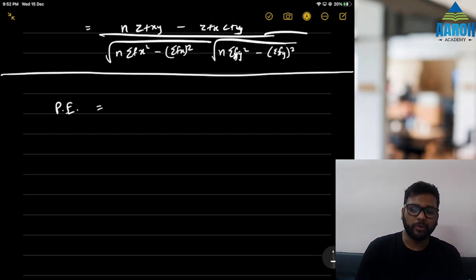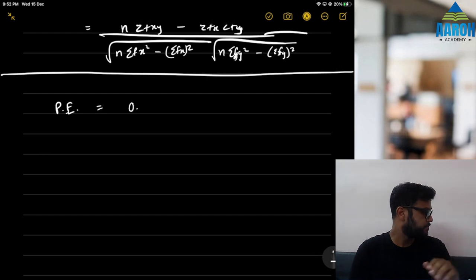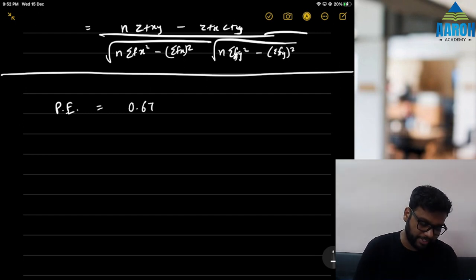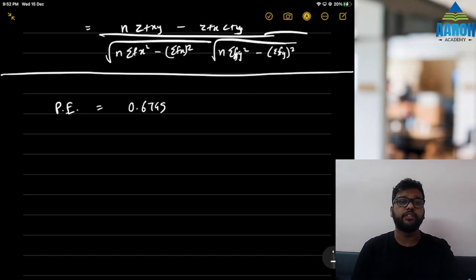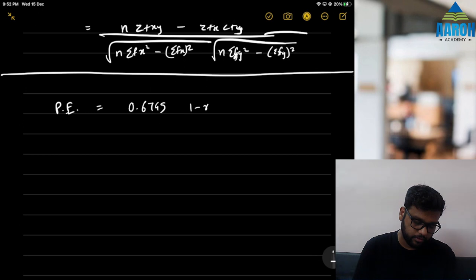Probable error of sample correlation coefficient is, anyone? 0.674. 0.614. It is 0.645 actually. 0.645 into what? 1 minus r square upon root n. Root n, correct. Where this n is the sample size and this r square is the sample r.